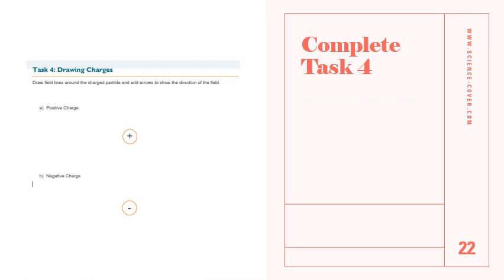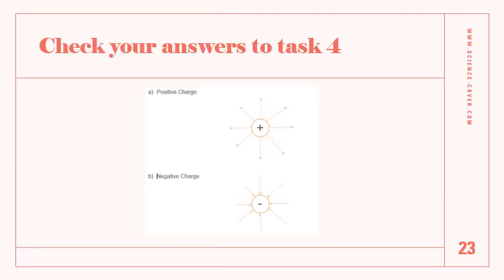Now pause the video and attempt task 4. Let's check our answers to task 4. The field lines for a positive charge should be equally spaced but travelling out away from the positive particle. For a negative charge, we draw the field lines equally spaced but travelling in to the negative particle.